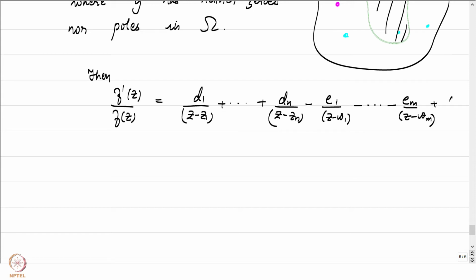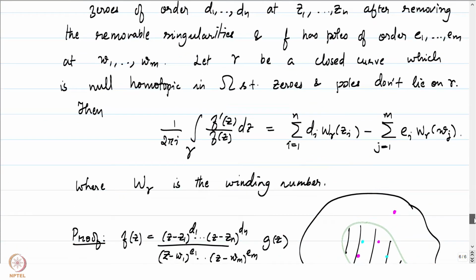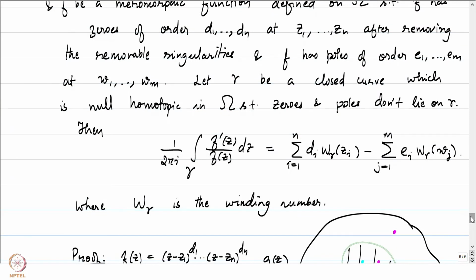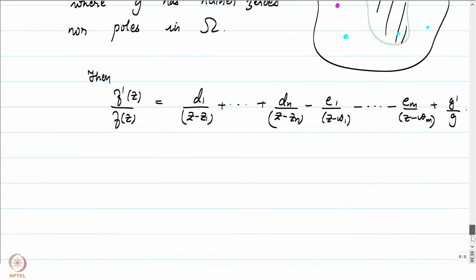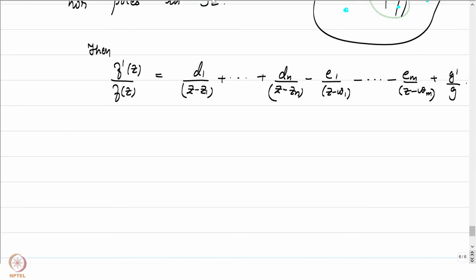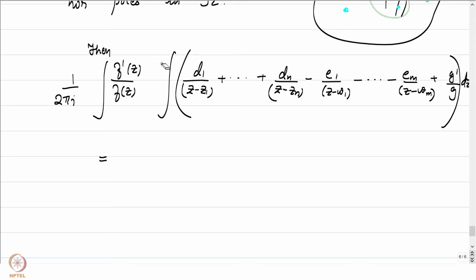Minus e1 by z minus w1 and so on up to em by z minus wm, plus g prime of z by g of z. Now, g prime by g is a function which is holomorphic on omega, and let us now look at what properties our curve had. It was a closed curve which is also null homotopic in omega. So, if you now take the integral of this function dz, and maybe we can put a 1 by 2 pi i here to capture the winding number, that is the goal.